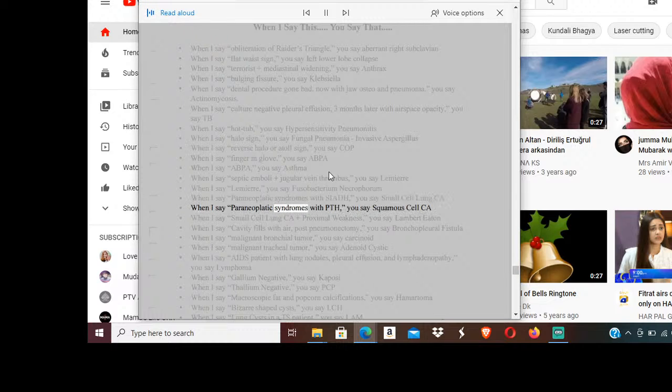When I say paraneoplastic syndromes with PTH, you say squamous cell CA. When I say small cell lung CA and proximal weakness, you say Lambert-Eaton. When I say cavity fills with air, post-pneumonectomy, you say bronchopleural fistula. When I say malignant bronchial tumor, you say carcinoid. When I say malignant tracheal tumor, you say adenoid cystic.